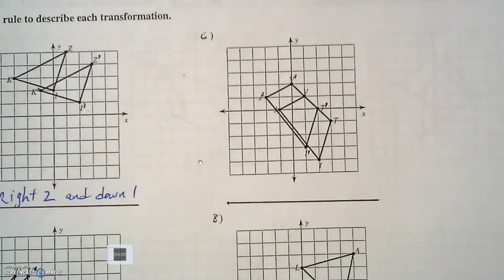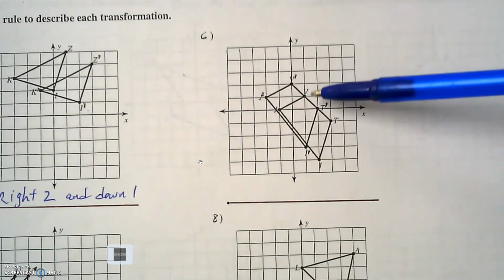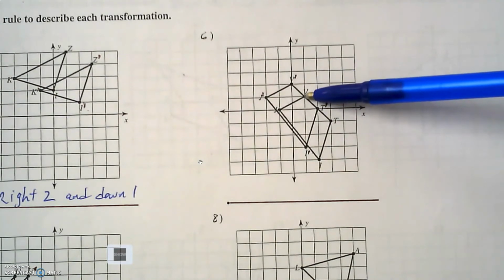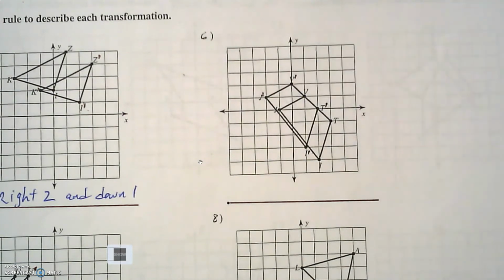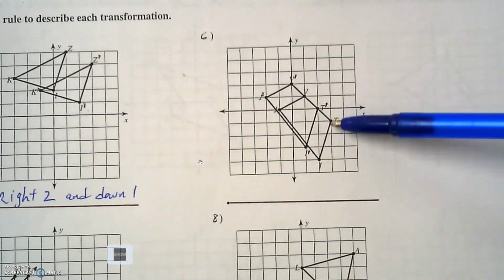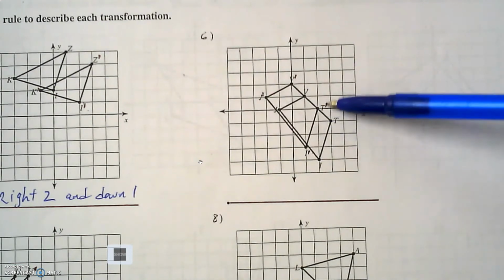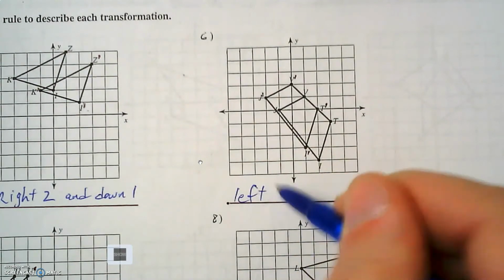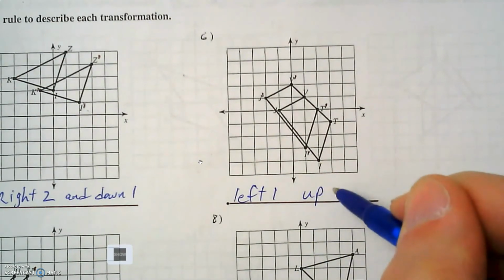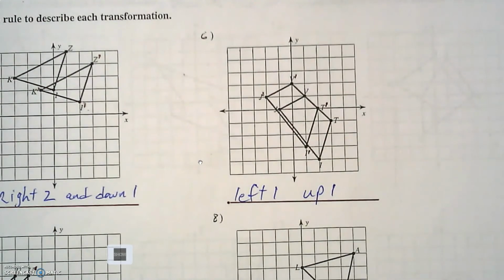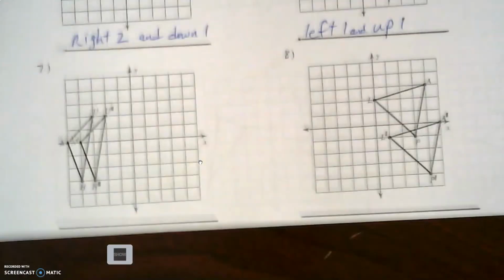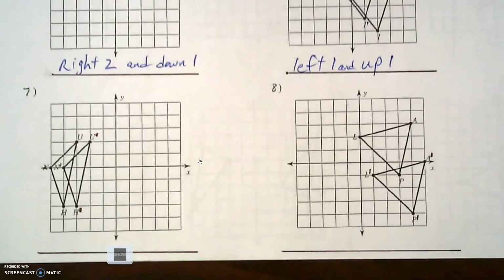The same with number 6. A little hard to read there, but it looks like point V, let's just track it to V prime. It looks like it's going left 1 and up 1. They all do that. Point T also, left 1, up 1 to get to T prime. So this is left 1, up 1. I guess I could write the word and in there, huh? Okay, so as always, you try those two. I'll show you the assignment, and we'll be done.